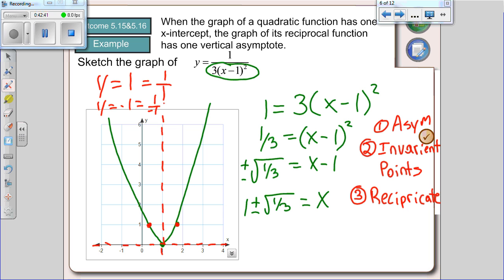Okay. Reciprocate. Now, you have to reciprocate your maximum point first, or your minimum point first. But we can't. Why can't we change our min or our max? Because it's on the asymptote. It's going to disappear. Right? That minimum is on the asymptote, which means it's not possible. So we don't need to worry about reciprocating. We just have to reciprocate this graph.